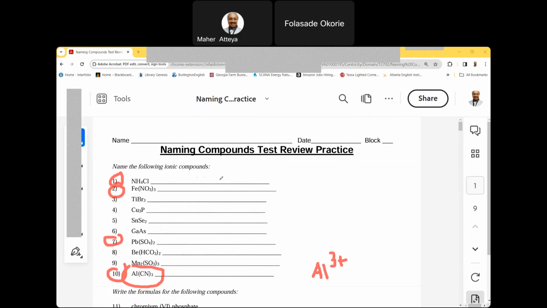How about the second one? Look at it carefully. That will be iron 3 nitrate. Iron 3 nitrate. Yes, the Roman number 3, correct. That's perfect. So you get that correct. How about number 7? You didn't Google the answer, correct? No, sir. Okay, good.